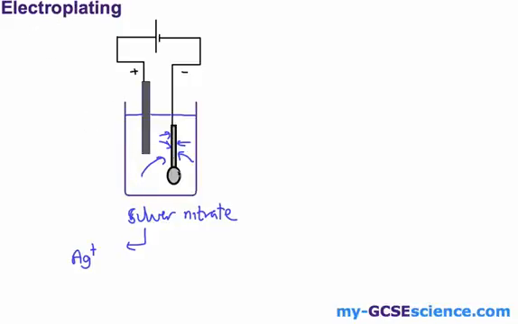Other types of electroplating you could do are copper electroplating, or copper plating. You can do nickel or chromium, but all the uses are very similar, either for protection or to actually improve the appearance of the metal that you're using.